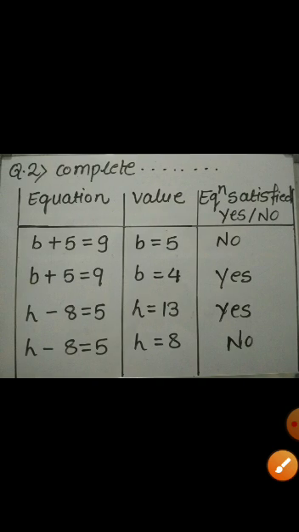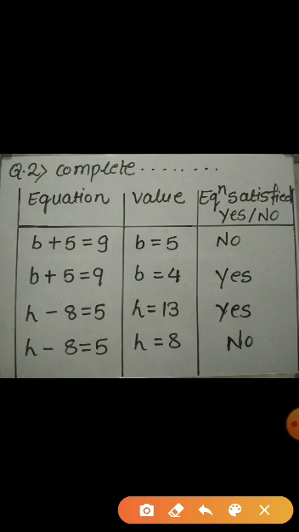Similarly, we have more equations. You can see here this is b plus 5 is equal to 9 and the value of b given is 5. If you substitute b is equal to 5 in the given equation, you get 5 plus 5, 10, not 9. It means this value does not satisfy the equation. But if you substitute b is equal to 4, what will you get? 4 plus 5, 9. So in the second equation, the value b is equal to 4 satisfies the equation. So here I have written yes.